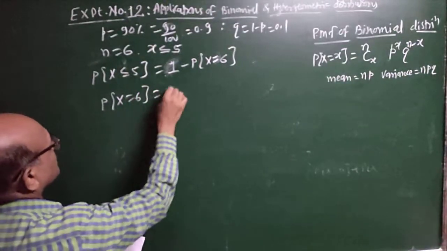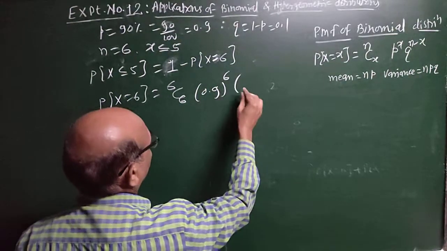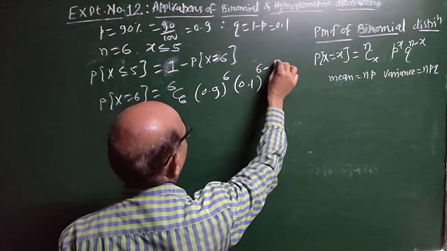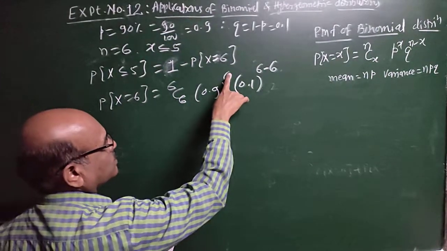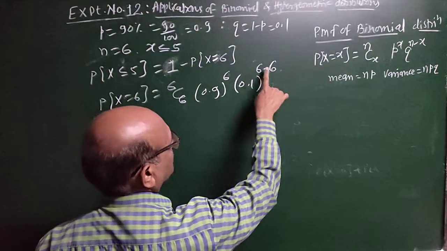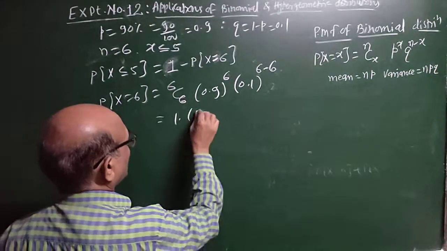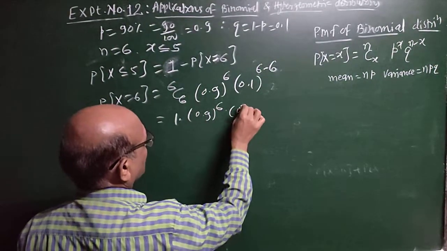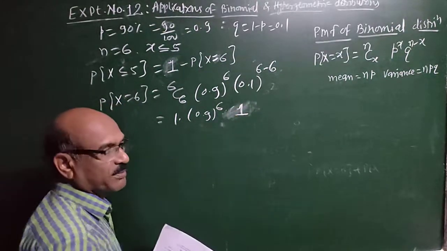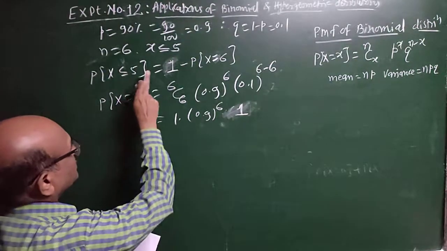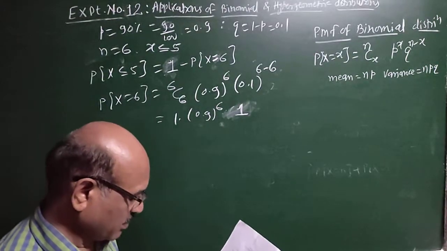Probability x equal to 6 is 6C6, p is 0.9 raised to the power 6, q is 0.1 raised to 6 minus 6. nCx is 6C6, p raised to x, q raised to n minus x, n is 6 and x is 6. So 6C6 is 1, 0.9 raised to the power 6, 0.1 raised to the power 0 is 1. So this is your probability. Whatever probability you have got, substitute here, and 1 minus that value gives the answer for your problem.